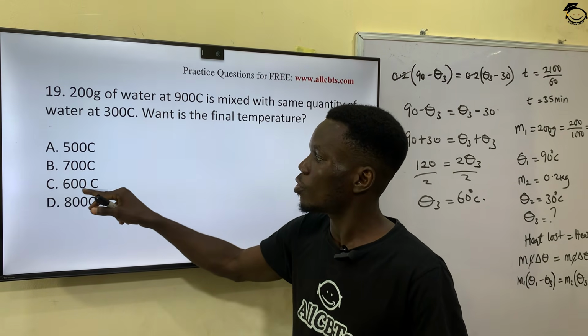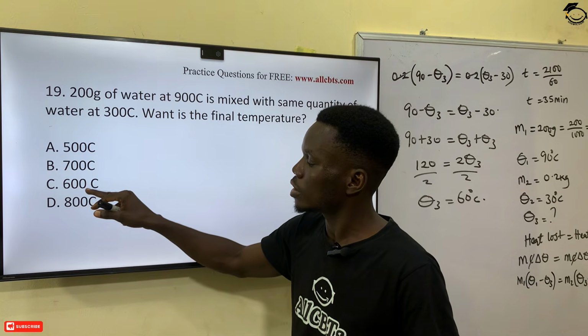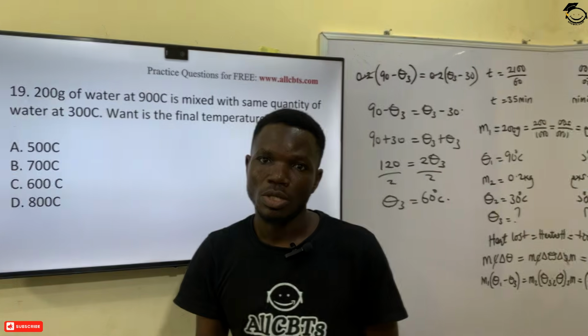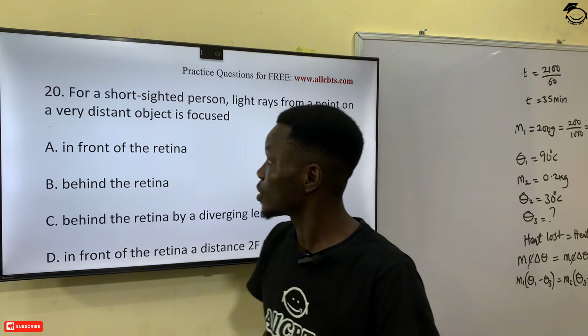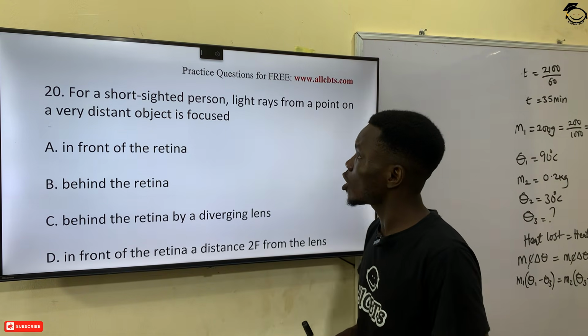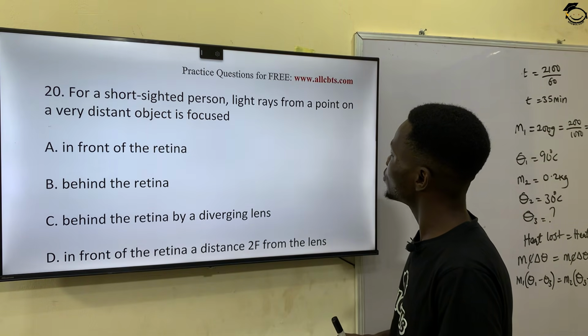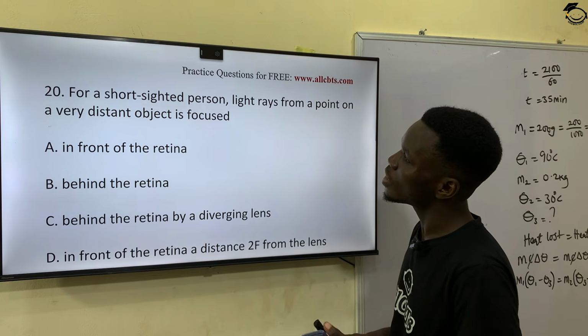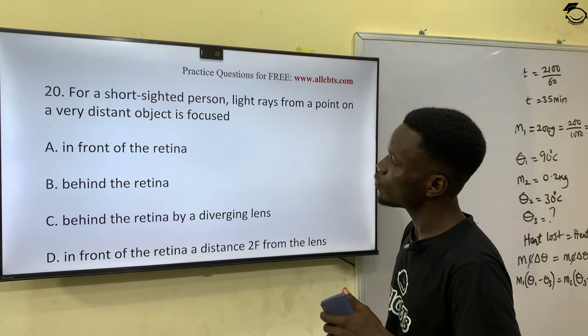So this is a typographical error. This is not 600 Celsius, it's 60 degrees Celsius. So that is question number 20, which says, for a short-sighted person, light rays from a point on a very distant object is focused dash.